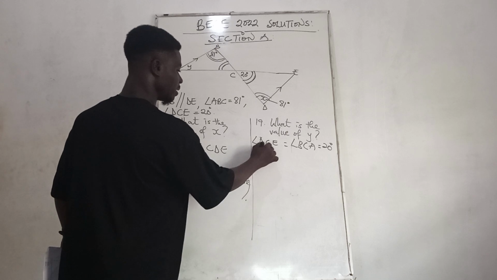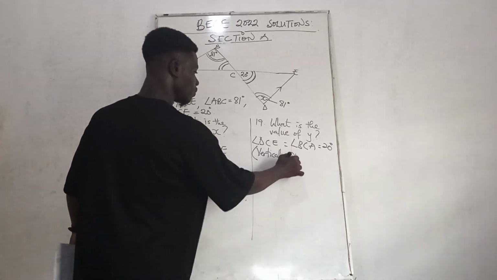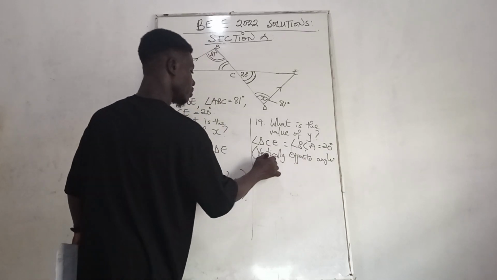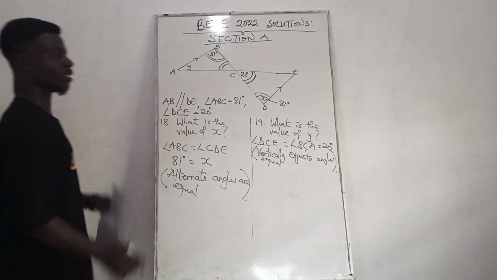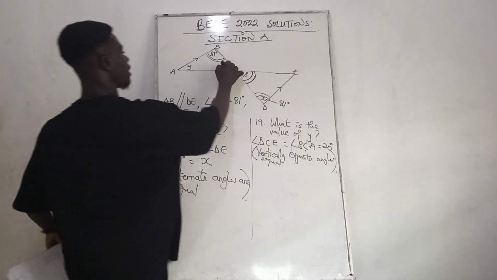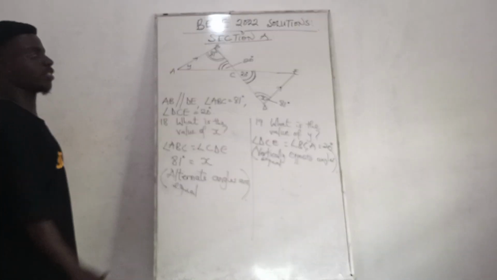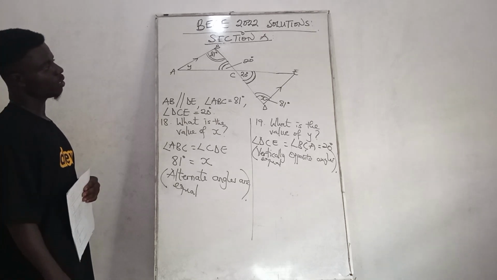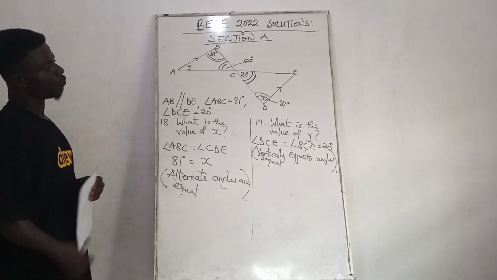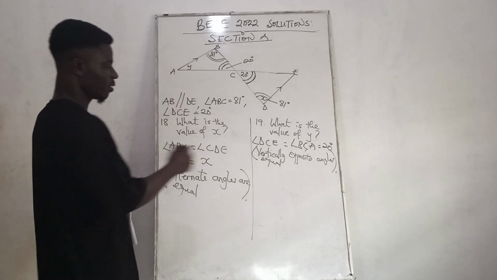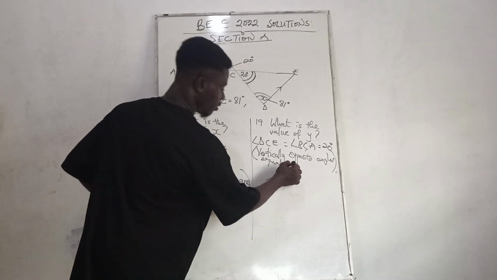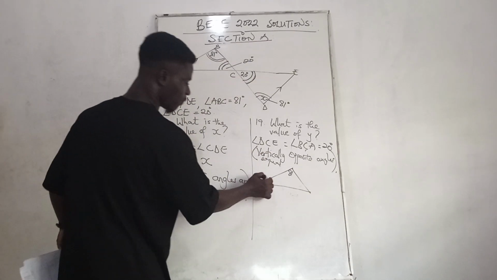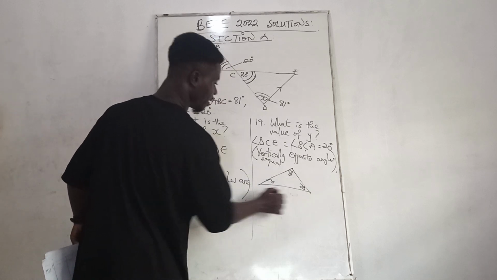Why? Because vertically opposite angles are equal. So then that means here also is what? 20 degrees, right? So now, if you want the value of y here, then we can consider the whole of that triangle there. Because we have 81, we have y, then we have our 20 degrees here, right?